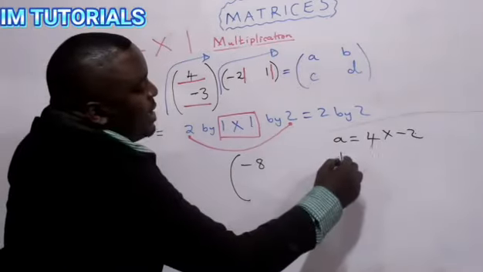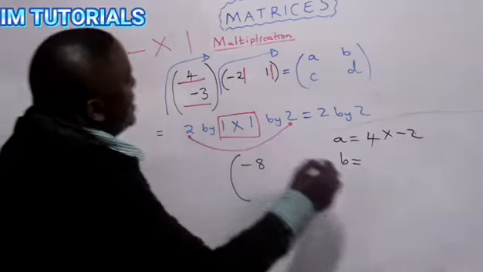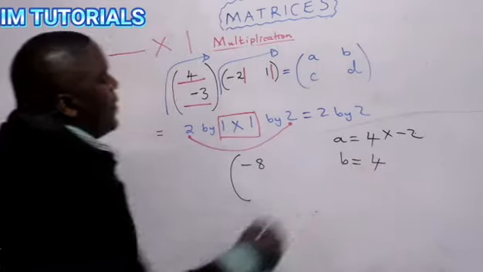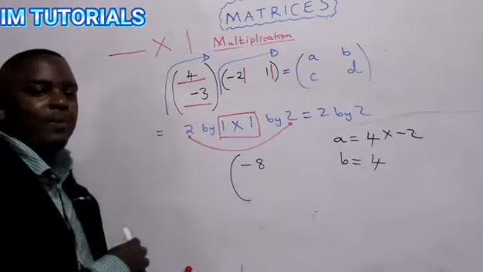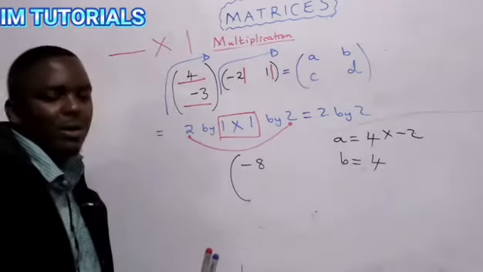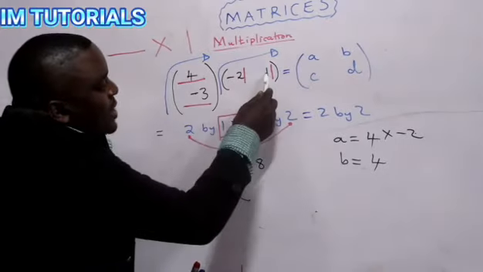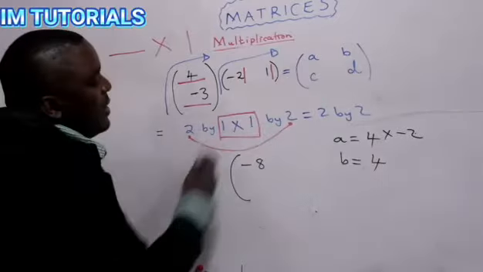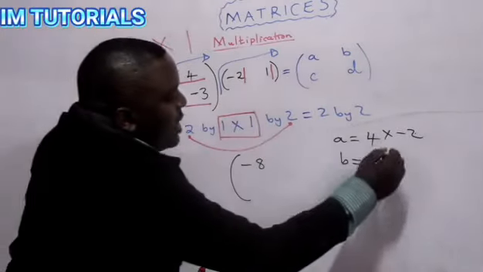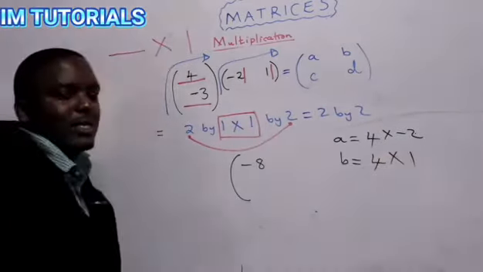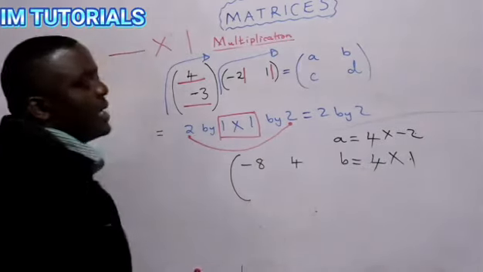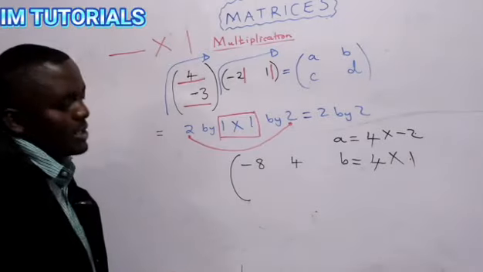Then you move on to B. The appropriate row is, since B is on the top, we are going to use 4, which is the top row. But the column this time around, we don't use minus 2, but we have to use 1, since B is in the second column. So you multiply by 1 like this. So 4 times 1, you get 4. I hope you are listening, class.